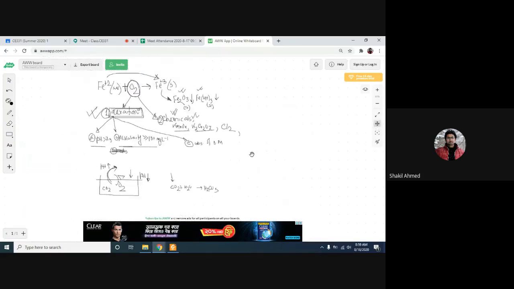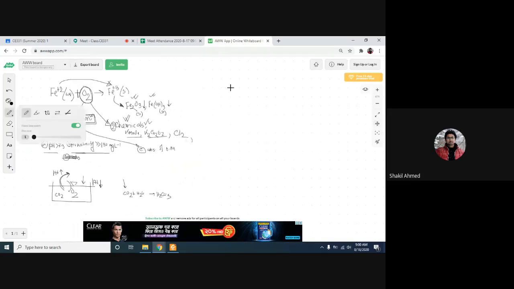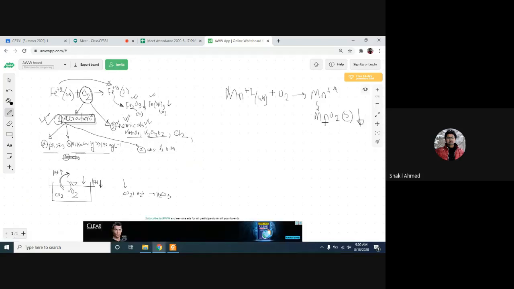By the way, this was for aeration, right? Let's write it here. Manganese plus 2. This was aqueous, and then you are oxidizing this to get manganese plus 4, which is actually manganese oxide. And this is a solid, so it will precipitate and you can remove it.